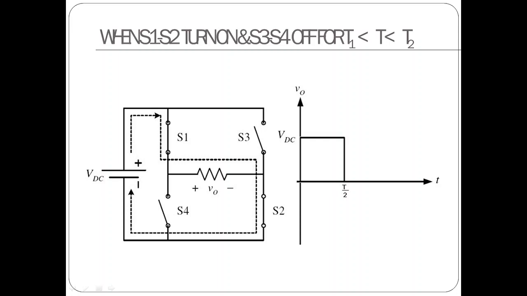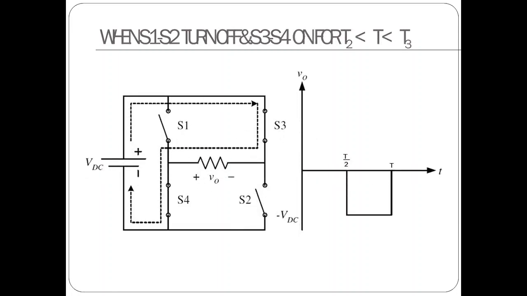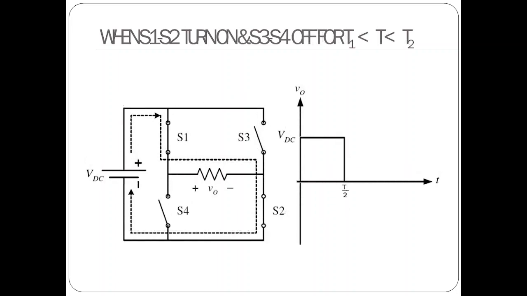Now moving to the other slide, where S1, S2 is turned off, and S3, S4 is turned on for T2 less than T less than T3. So here we have the second time interval, that is T2 and T3. We will see that S1, S2 are turned off, and S3, S4 are turned on. Now in the other half, S3, S4 are turned on and S1, S2 are turned off. In the previous case, S1, S2 was turned on. Here S3, S4 is turned on.